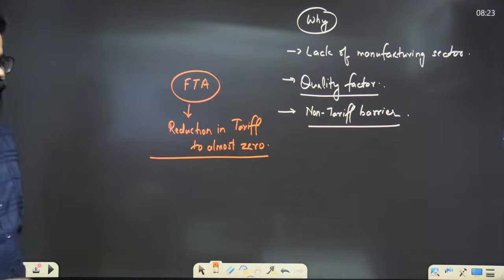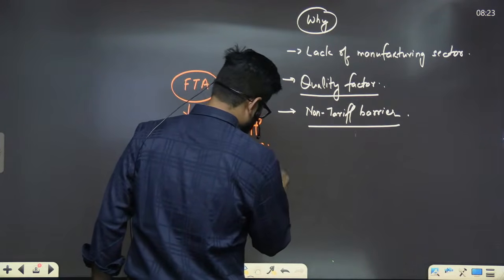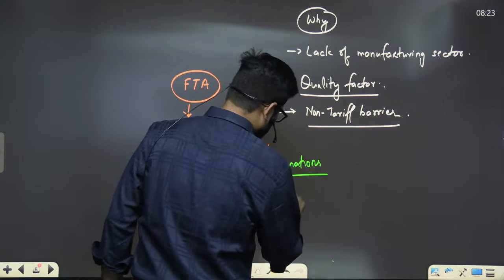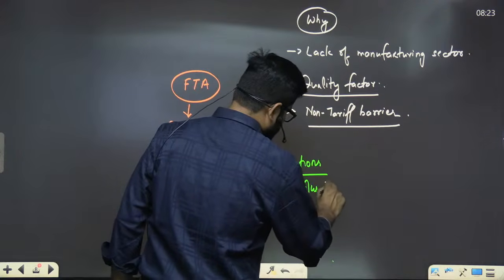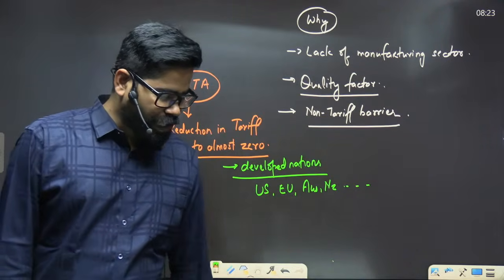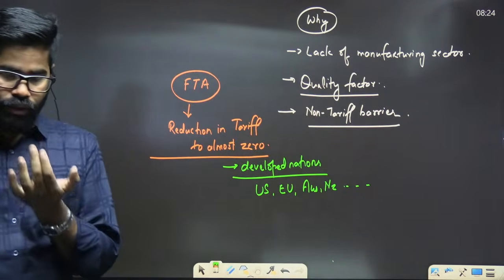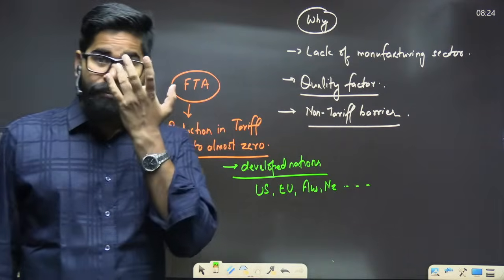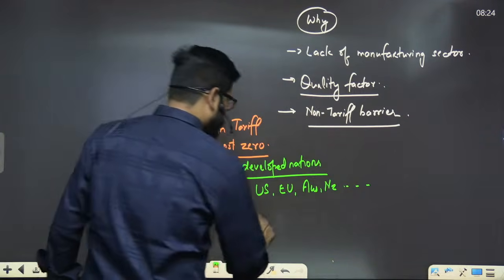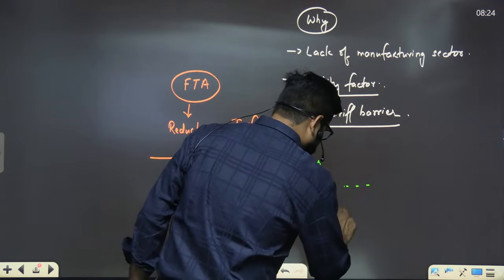Now if we look at the developed nations, on one hand we are having some developed nations. Like suppose when we are talking about the US, the European Union, Australia, New Zealand, etc. When we are talking about these countries, we say that we are having lower tariff, very good. We are having a free trade agreement, and due to the free trade agreement, we are getting lower tariff. That's good. But what is the original tariff? This is something which is also lower.